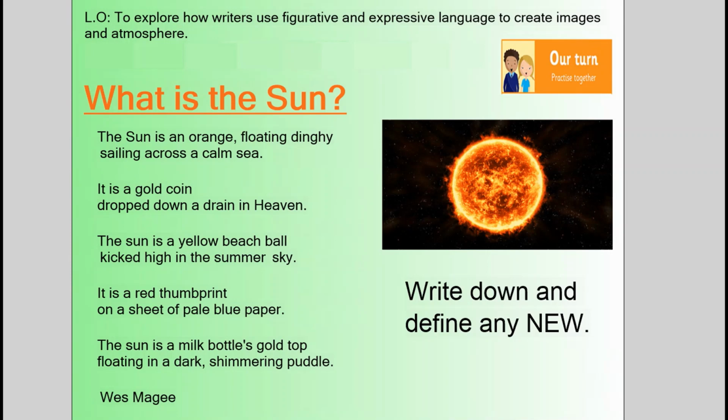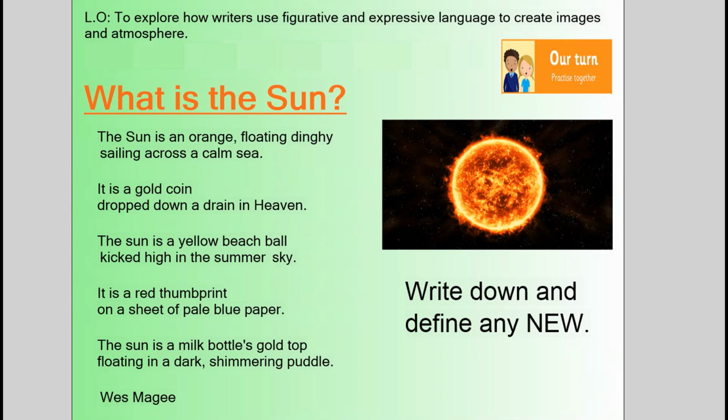What is the sun? The sun is an orange floating dinghy sailing across a calm sea. It is a gold coin dropped down a drain in heaven. The sun is a yellow beach ball kicked high in the summer sky. It is a red thumbprint on a sheet of pale blue paper. The sun is a milk bottle's gold top floating in a dark, shimmering puddle.